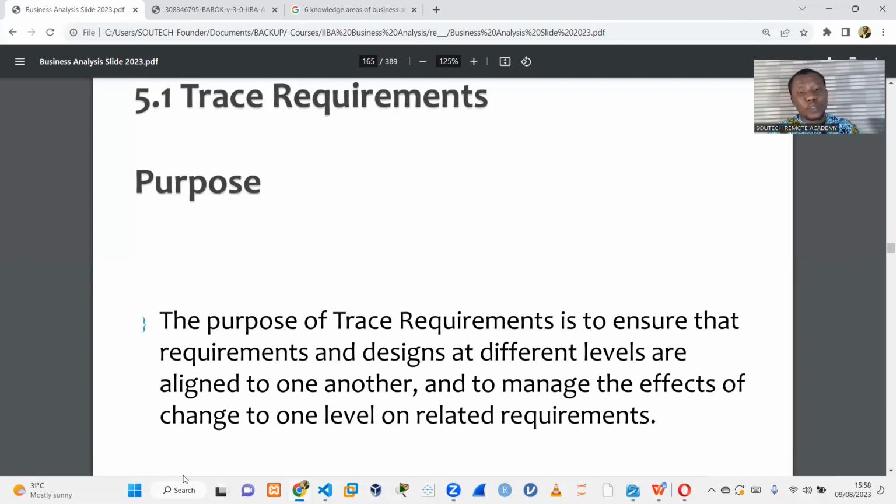But if you go through the process of engaging a BA first, it's good to make sure that everything is in sync. Agreements are done, requirements are approved before you now move to the design stage.